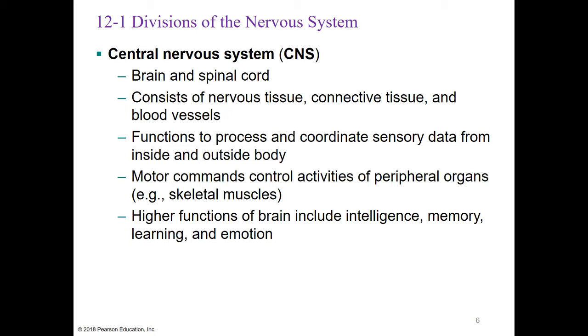So, focusing in on the central nervous system first, it can be abbreviated as CNS. So, you are going to see that through the notes. We may start using CNS instead just to kind of shorten things up a bit. This again is going to include the brain and spinal cord, as well as any other nervous tissue, connective tissue, and blood vessels that are feeding or supporting the brain and spinal cord.